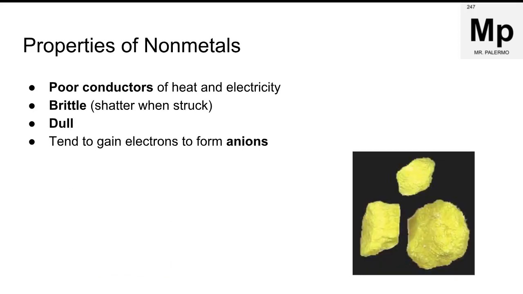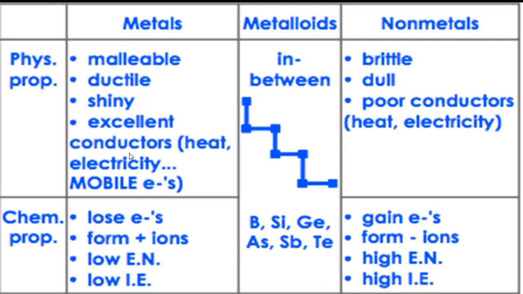And for nonmetals, these properties are essentially the opposite of metals. So they are not good conductors. They're poor conductors. They are not malleable. They are brittle. So when we hit them, they will break. They are not lustrous or shiny. They tend to be dull. And they tend to form anions, negative ions, because they gain electrons to get a full valence shell. So here's a nice summary chart in your notes for all the physical and chemical properties that we have for metals, nonmetals, and metalloids.